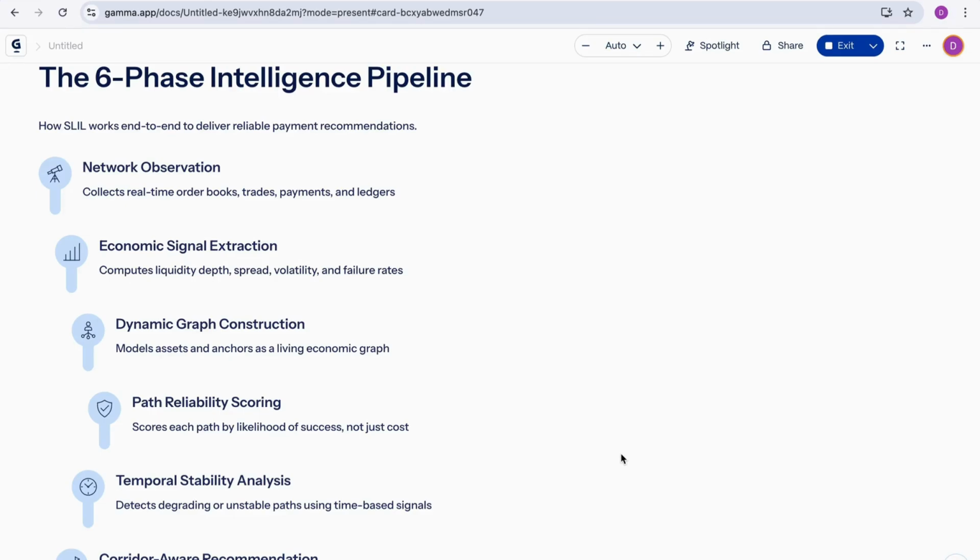Fourth, each path receives a reliability score based on its likelihood of success. Fifth, we analyze temporal stability to avoid paths that degrade quickly. Finally, we generate corridor-aware recommendations for each from-to request.